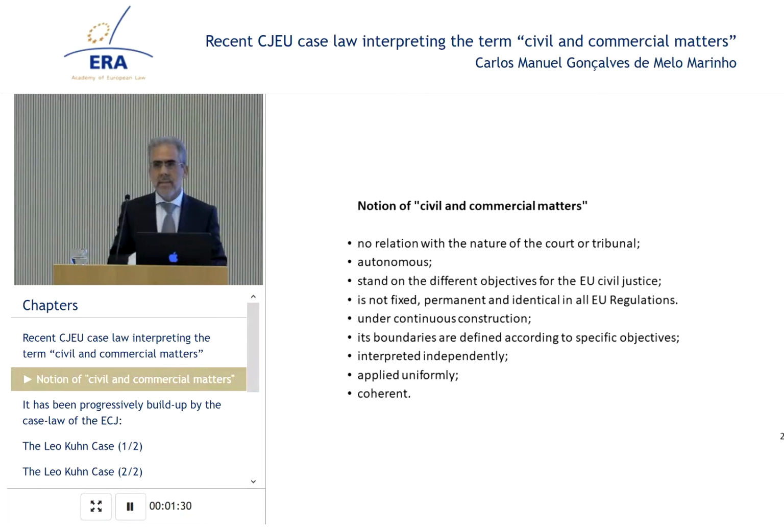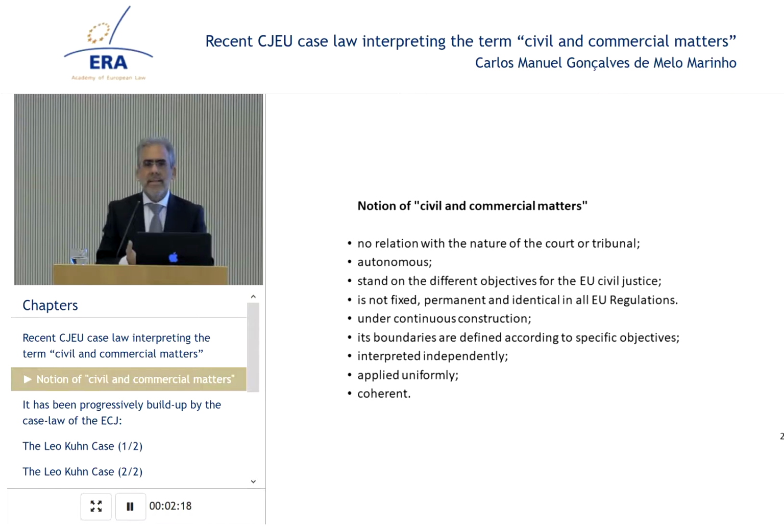Why do we need this autonomous notion? Well, in first place, because the objectives are different. The objectives of the EU are different and cannot be confused with the internal goals and concepts. The need for this specific notion also emerges from the existence of two different conceptions of the legal world, the civil law and the common law approaches, that have meanings and notions that are completely different at this level.